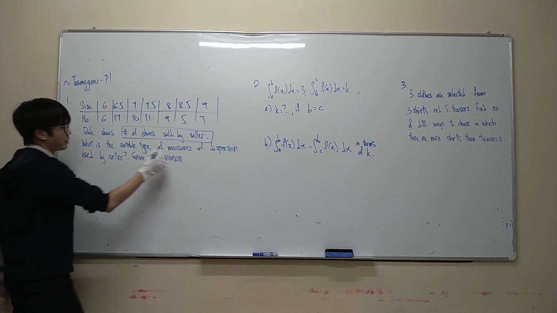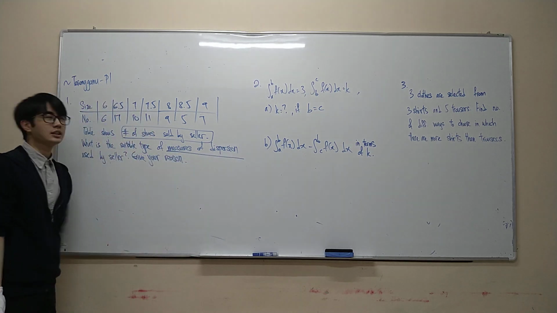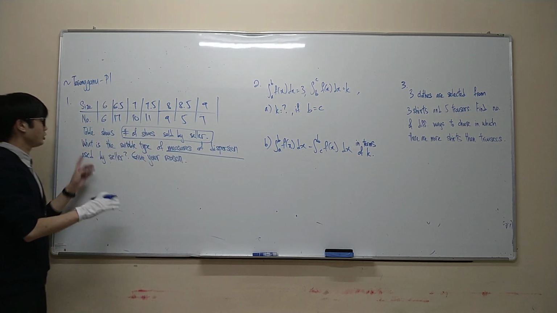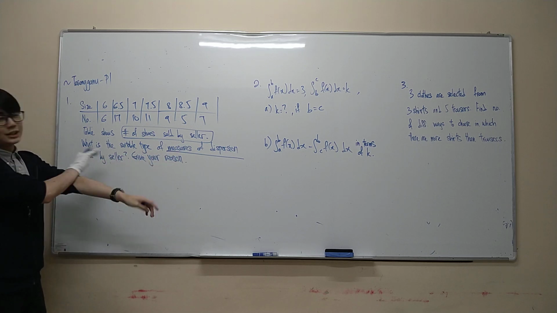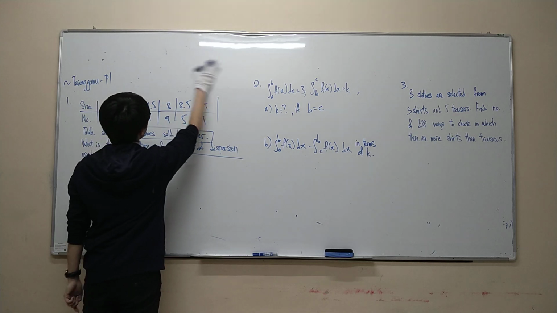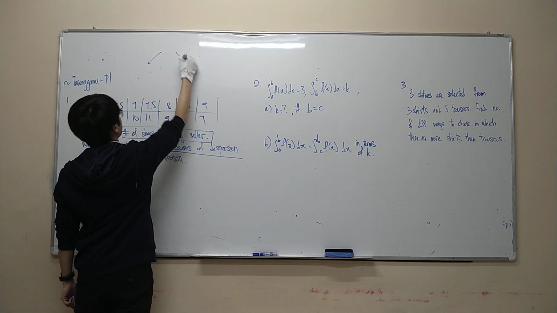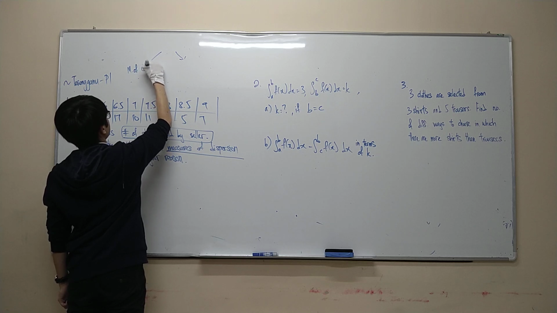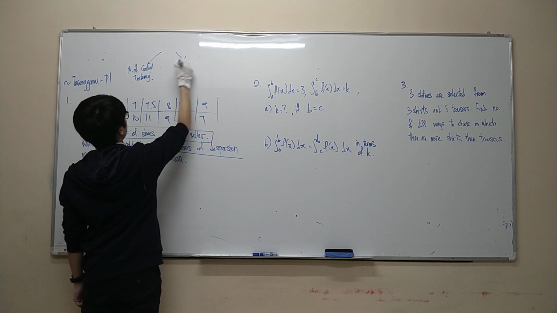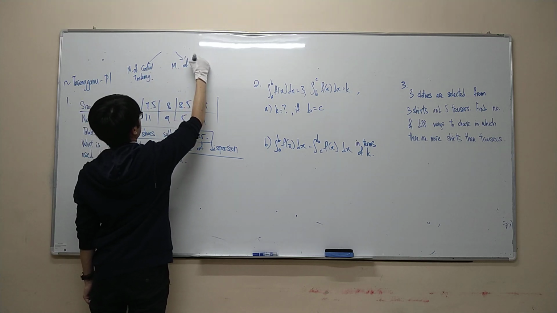What is the suitable type of measures of dispersion? So you need to understand first what is measure of dispersion. What is the suitable type of measure of dispersion used by the seller? Give your reason. Okay, what is measures of dispersion? Listen, there are two types. One we call measures of central tendency, and the other we call measures of dispersion.